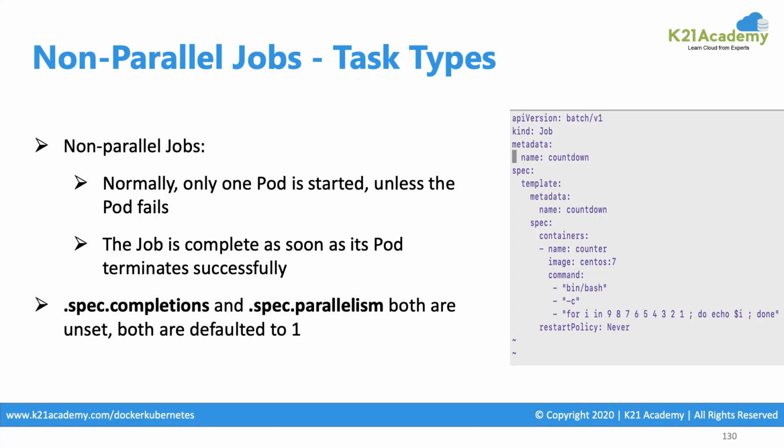Recreation of the pod will not happen unless and until the pod has failed or has not completed the task because of some reason. It's a one-time type of activity. It is not a recurring activity like a cron job. One pod starts, does 9 to 1 counting and marks it as complete. And because we are not creating multiple pods simultaneously to do a set of actions, these types of jobs are called non-parallel jobs.